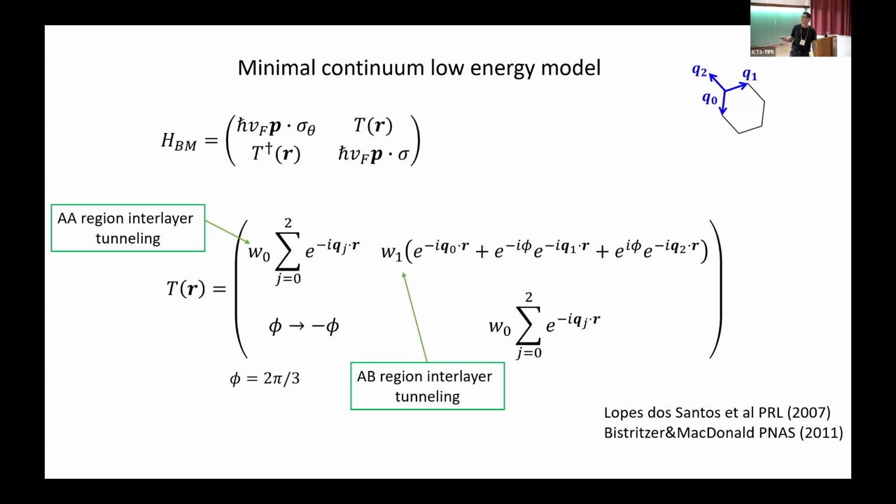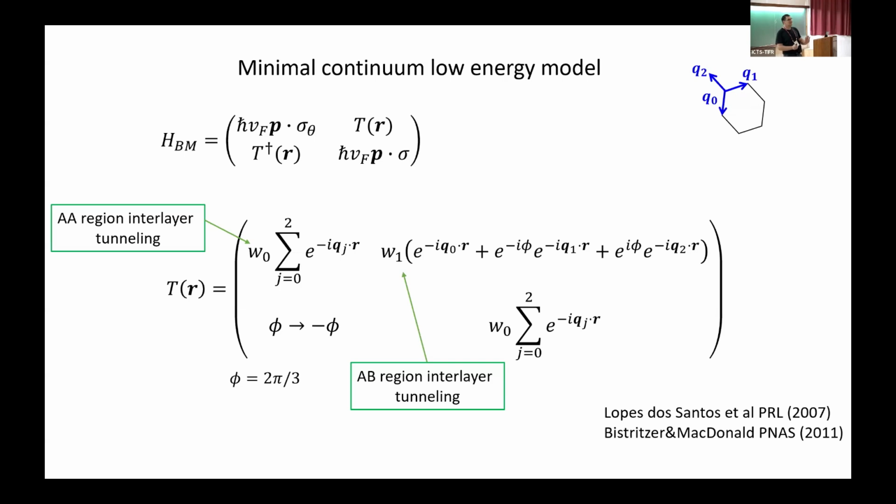And in the original paper by Bistritzer and MacDonald, they were actually set to the same value. Now, it turns out that this material actually does relax structurally, in that the AA regions are energetically a little bit more expensive than the AB regions. And because of that, the AA regions shrink relative to the AB regions.